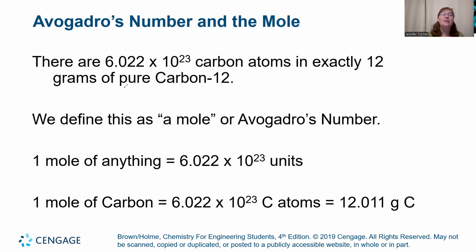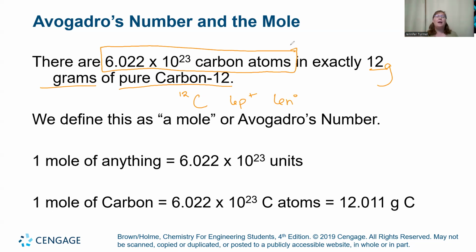Well, what they did is they took pure carbon 12. And remember, carbon 12 contains 6 protons and 6 neutrons. So they took exactly 12 grams of pure carbon 12, and they found that that had 6.022 times 10 to the 23rd carbon atoms in it. So they decided to call this number Avogadro's number, or a mole. So 1 mole of anything is 6.022 times 10 to the 23rd units.